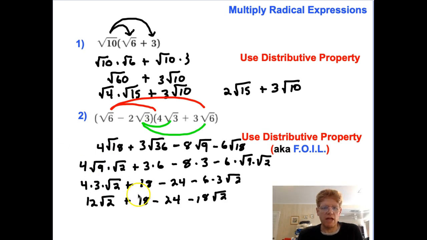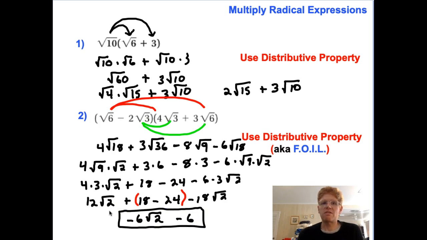So we can combine our like radicals here. 18 minus 24, that is going to give us a negative 6. So we'll have a negative 6 here. Then we can combine our 12 and our negative 18. That's going to give us a negative 6 times the square root of 2. So our final answer will be negative 6 square root 2 minus 6. That's it.